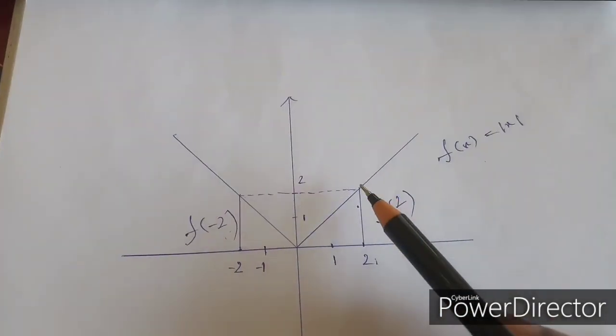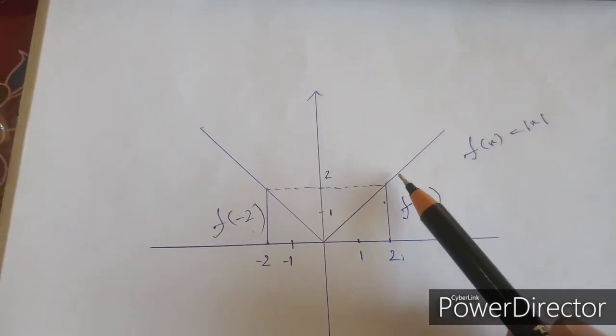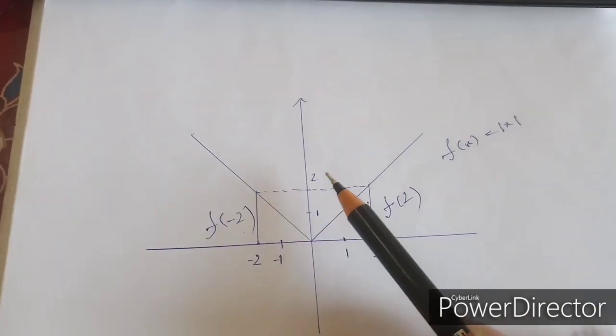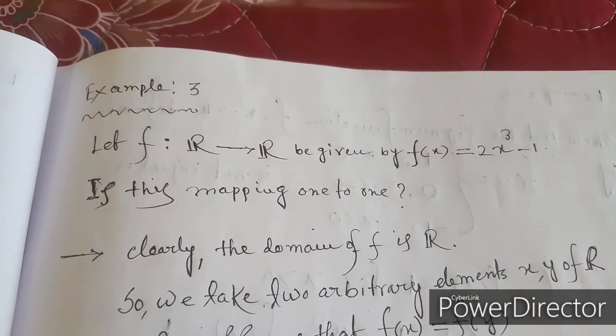For 2, the image is 2. For -2, the image is also 2. So these two images are equal. Got it? That's why it is not an injective function. Now, problem 3 or example 3.